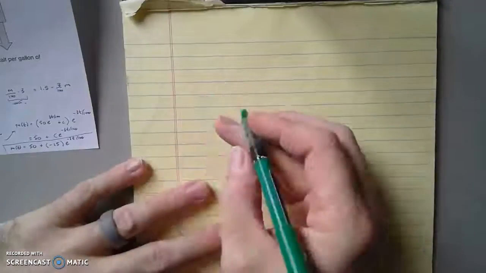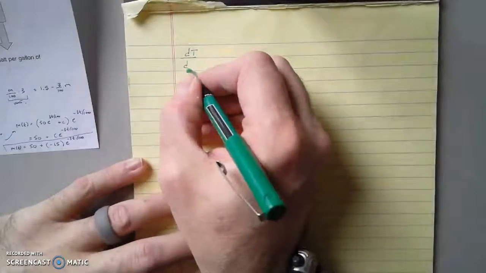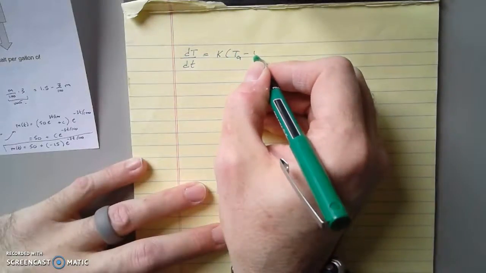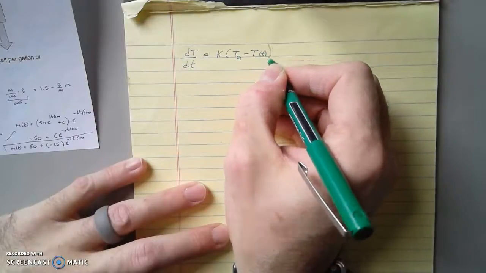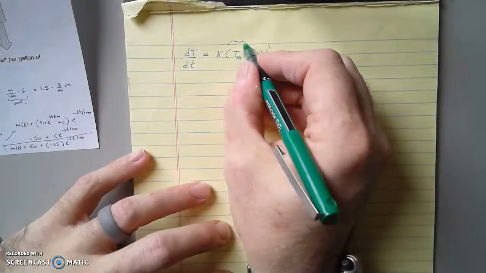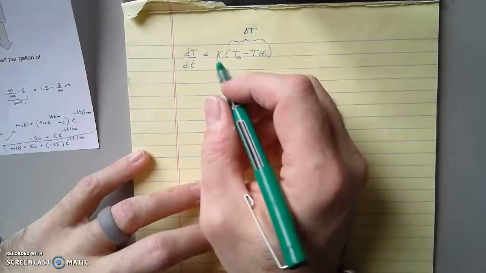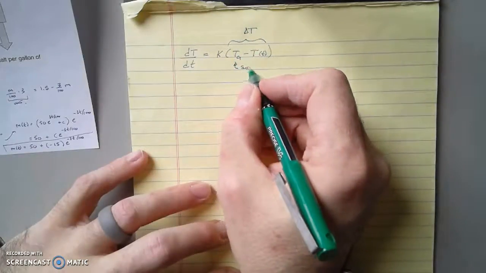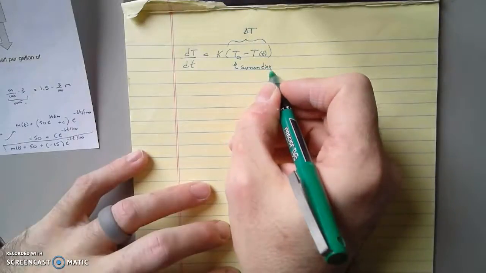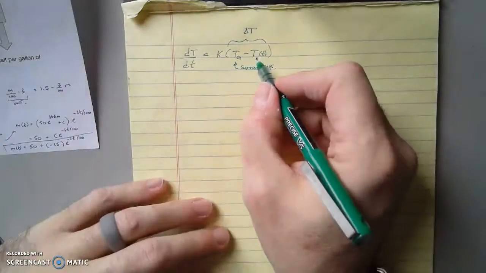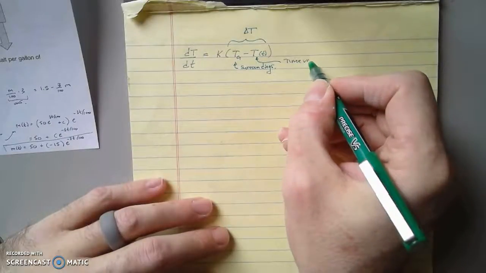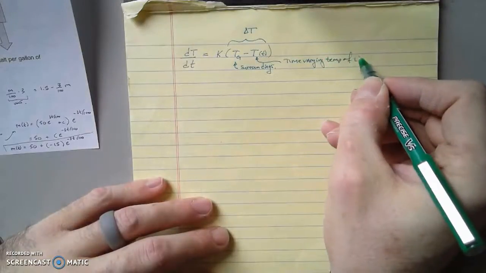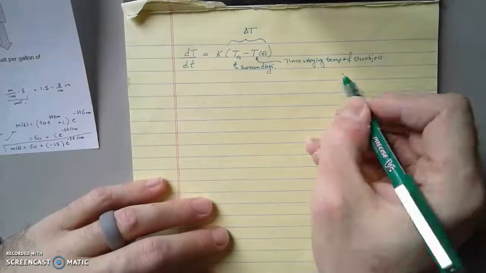So Newton's law of cooling says that the rate of change of temperature is directly proportional to the difference between the ambient temperature and the temperature of the object you're interested in. If you think about this as delta T, then the temperature changes depending on how different it is from the surroundings. Right? And this is the time-varying temp of the object of interest.